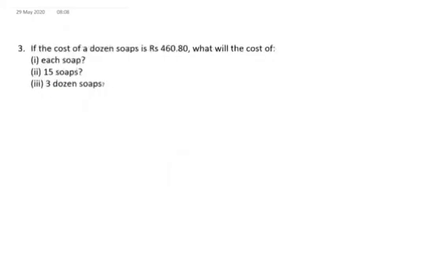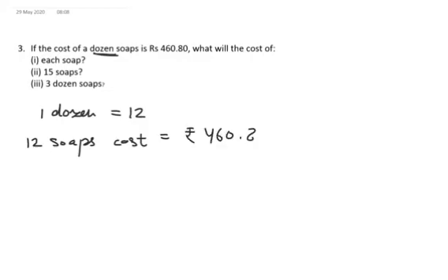Third question says, if the cost of a dozen soaps is rupees 460.80, what will be the cost of each soap? So the cost of a dozen soaps is given. One dozen means 12. Okay. So 12 soaps cost is equal to rupees 460.80. Now, the cost of one soap.